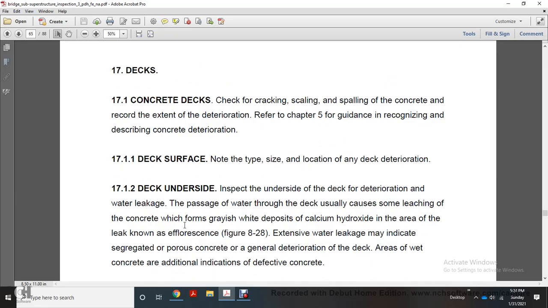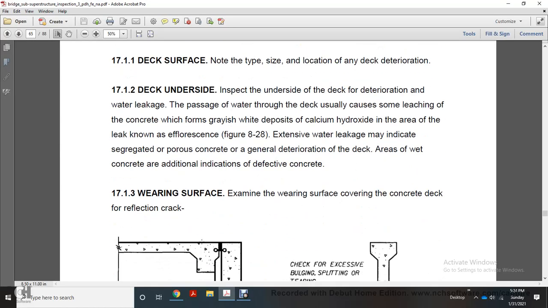Deck underside. Inspect the underside of the deck for deterioration and water leaks. Where water leaks through the deck, the underside is usually covered with leaching from the concrete, forming grayish-white deposits of calcium hydroxide in the area of the leak, known as efflorescence. Figure 8-28. The extent of the water leakage may indicate segregated, poor concrete or general deterioration of the deck. Areas of wet concrete are an additional indication of defective concrete.